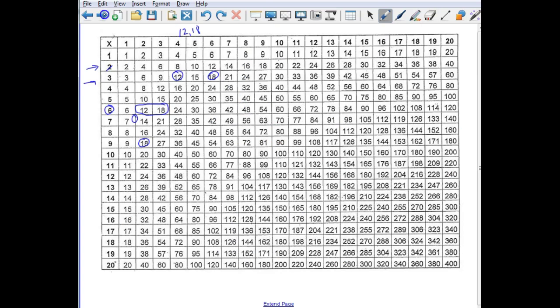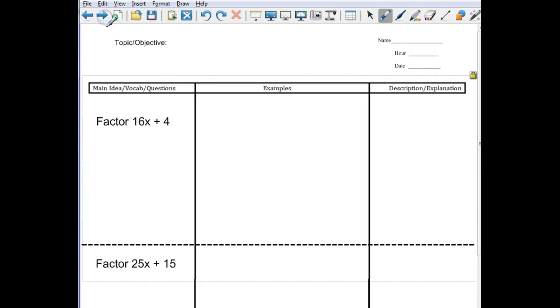You want to see another example real quick? I think we have time. There's the sheet that you should have, hopefully, with you to make your life a little bit easier. Let's say I asked you to factor out 16x plus 4. Well, let's find the greatest common factor. The greatest common factor in this case is 4. So we have 16x plus 4. We divide that by 4.